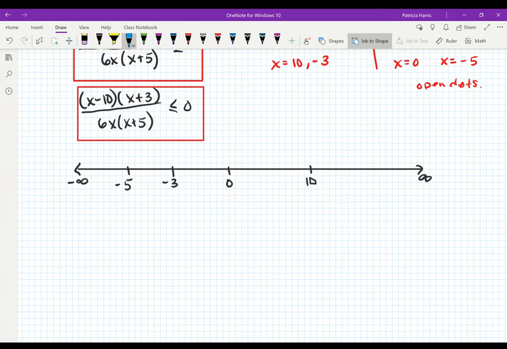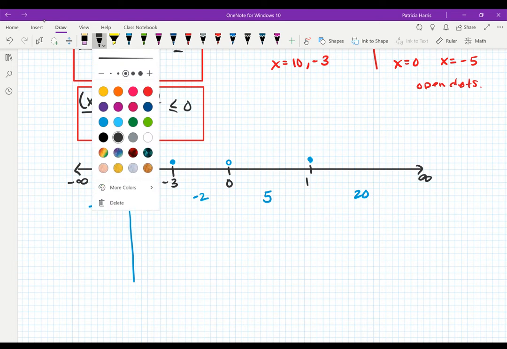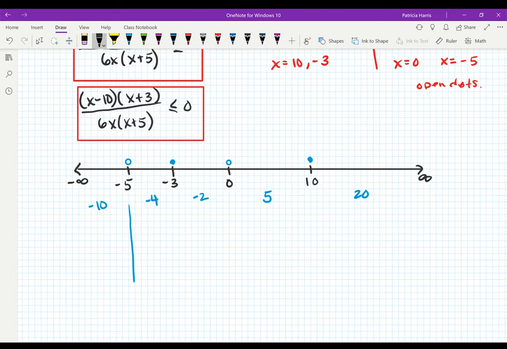All right, so my test values, let's do -10, -4, -2, I like 5, and 20. Okay, let's put in our open dots as well, and our closed dots. My 0 looks like a trapezoid. And there we go.